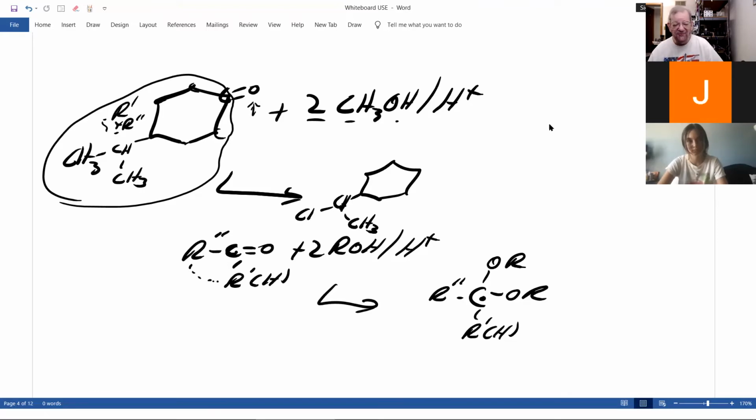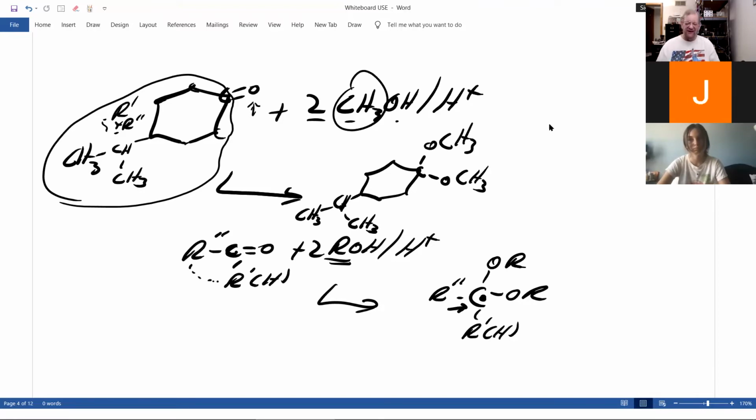Think about it. 6 months ago, would you have any idea when I said isopropyl group? Doesn't it feel good that you're learning? And this carbon right here is this carbon right here. And on it, you'll have two oxygens. What's my R group from the alcohol? Methyl. And that's what you get.